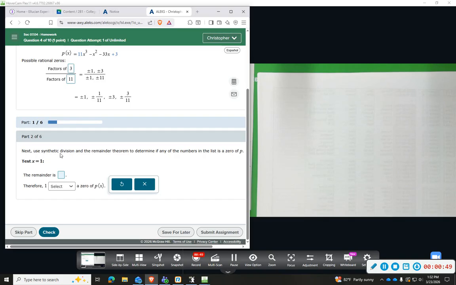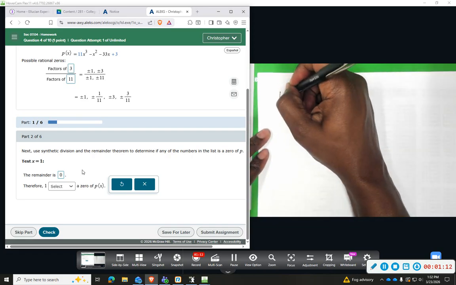And then it says next we're going to use synthetic division and the remainder theorem. If any of the numbers in the list is 0 of p, the remainder will be 0. So once we go through the process, if we get 0, and it says therefore 1 is, and we're going to fill in the blank, is or is not. So they want us to actually do it with the number 1. So I'm going to put 1 here.